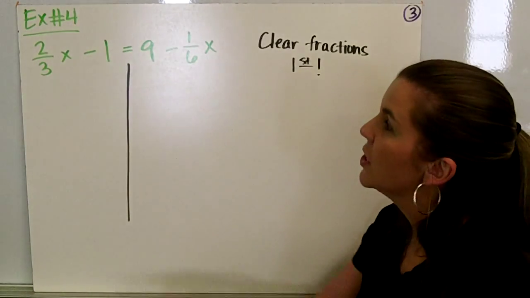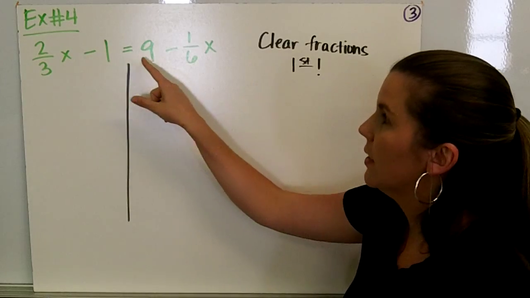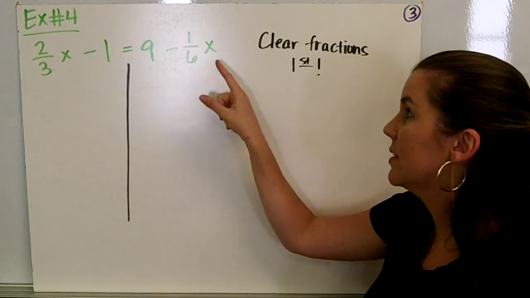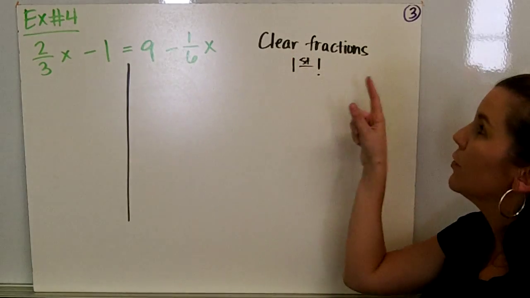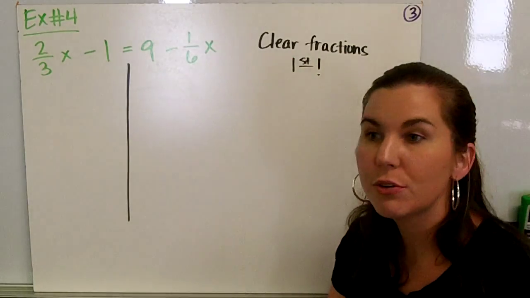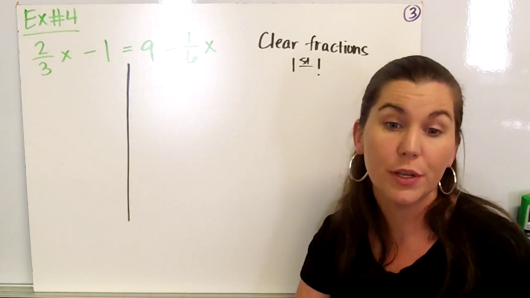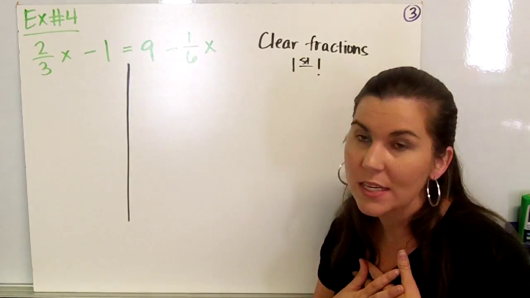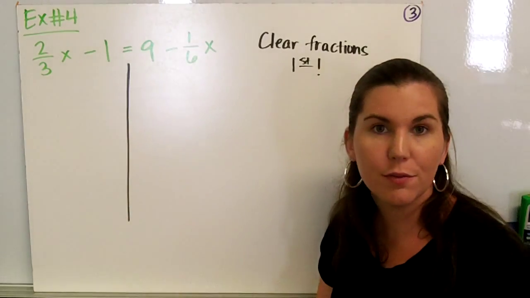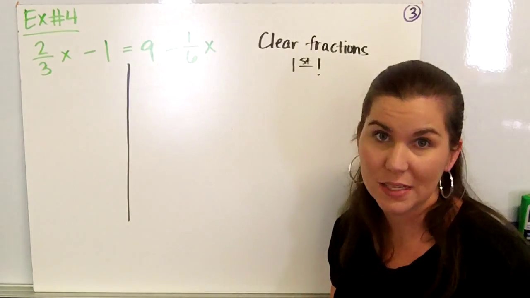Example number 4. 2/3 x minus 1 equals 9 minus 1/6 x. Clear the fractions first. Now, you can add and subtract fractions, and if you're good at it, then fine. Do it your way. However, I think it's the easiest to go ahead and get rid of the fractions because most people mess up on them.